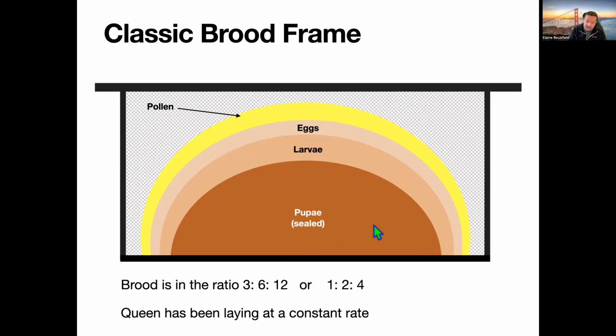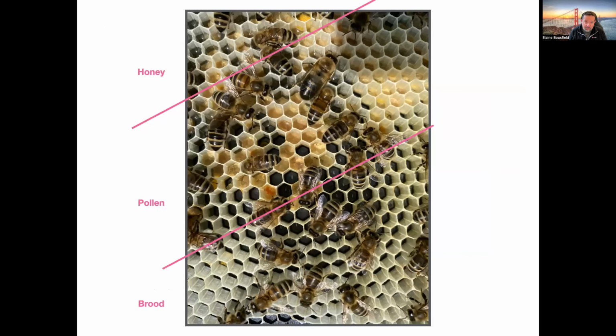In fact, quite often you can get a whole frame of wall-to-wall brood, but this ratio of 3 to 6 to 12, eggs to larvae to pupae, often in the middle of the season with a laying queen, you'll get that ratio across the whole brood nest. So it's not necessarily what you see on one frame, but it's what you see in the whole brood nest.